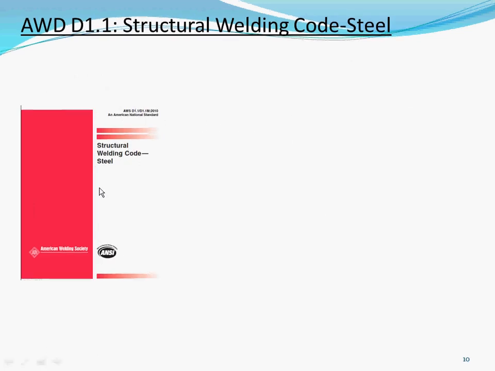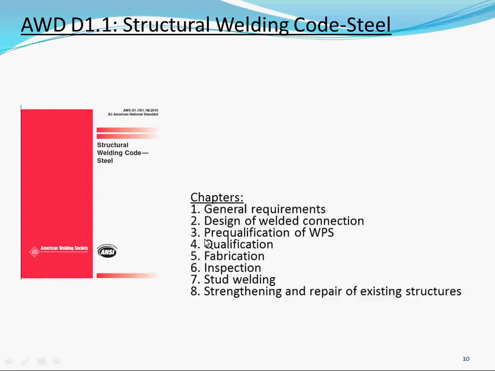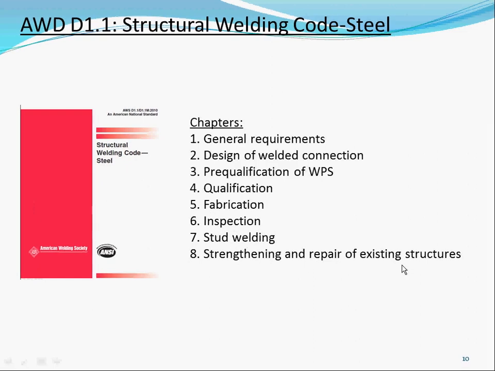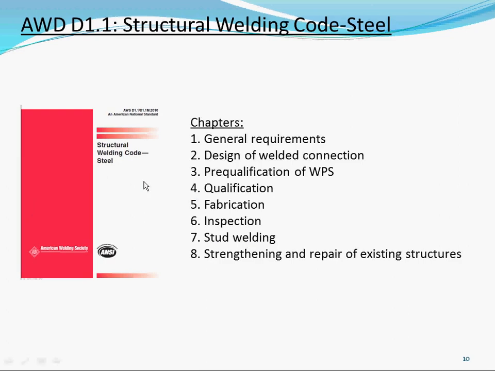So in this code, just an overview, we won't be using it, but what it covers is general requirements and design of welded connections. Most of these, as you can see, are related to welding, prequalification, qualification, fabrication, inspection, stud welding, strengthening, and repair of existing structures. All we're dealing with is probably design of connections. All this is for fabrication, inspection, and everything else related to producing a good weld for the structure. So these are the different sections in D1.1.